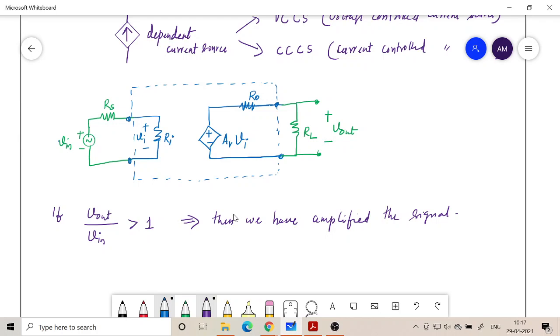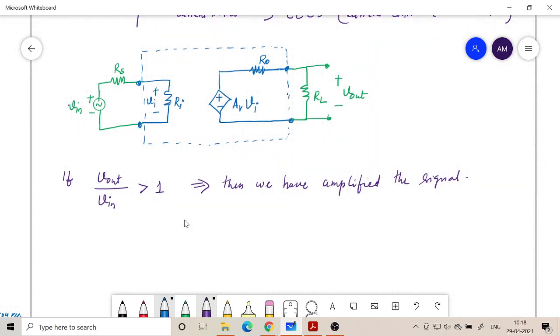It is not an amplifier, because you can directly connect this source to the load resistance without this block here, and then also you will get an output voltage which is lesser than what V in produces, right? So it's not interesting if the output voltage is less than the input voltage. It will be interesting only if the output voltage is greater than the input voltage.